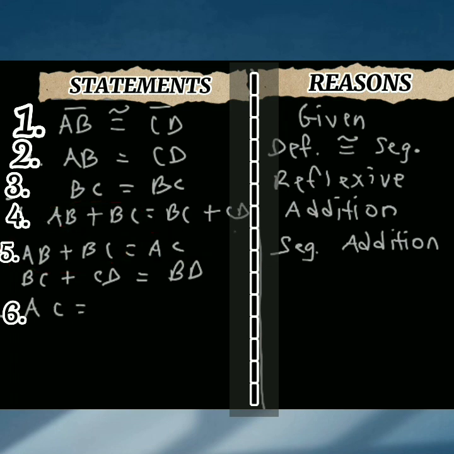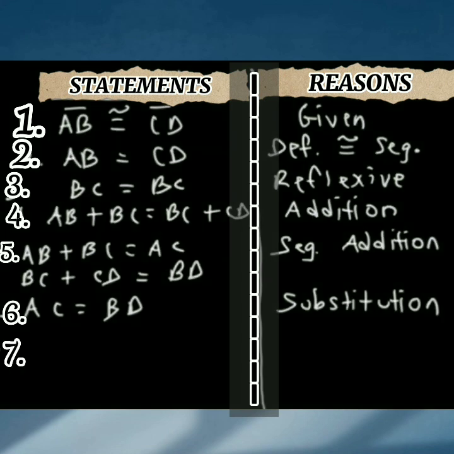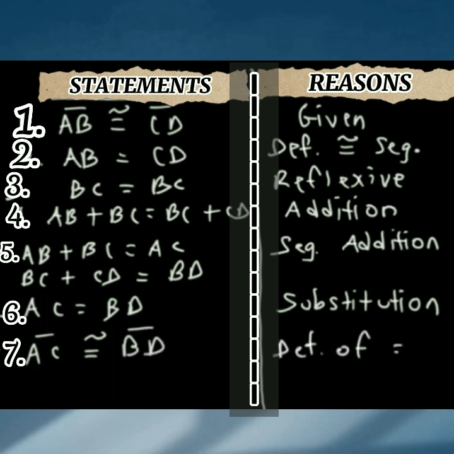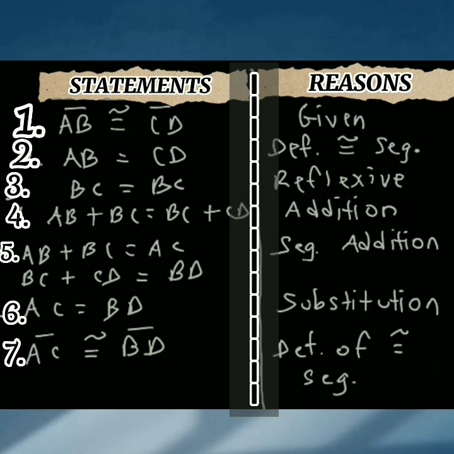The sixth statement would be based on statement 4 by replacing the segments: AC is equal to BD. The reason is the substitution property. So the last statement is the segments that we prove, AC is congruent to BD. The reason is the definition of congruent segments. So that's how we can prove that these two segments are congruent using two-column proofs.